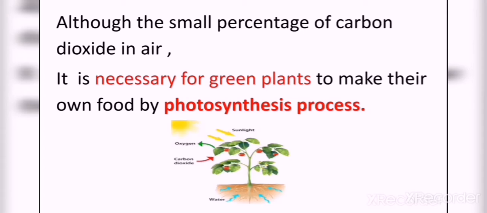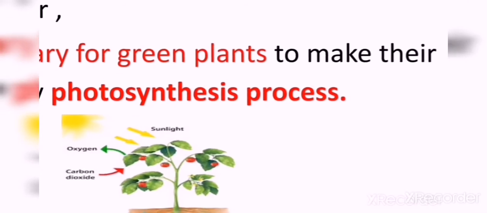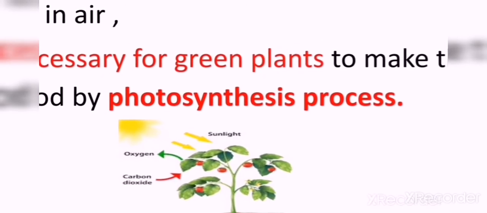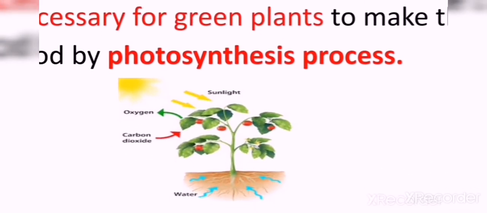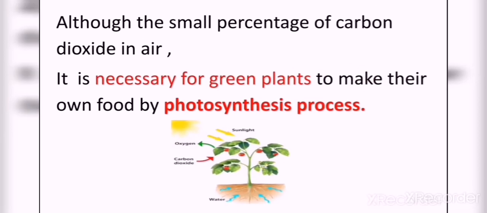Why? Because the green plants take it from the air to produce their own food by a process called the photosynthesis process. So the green plants take the carbon dioxide gas from the air and then release the oxygen gas to make their own food by the photosynthesis process.